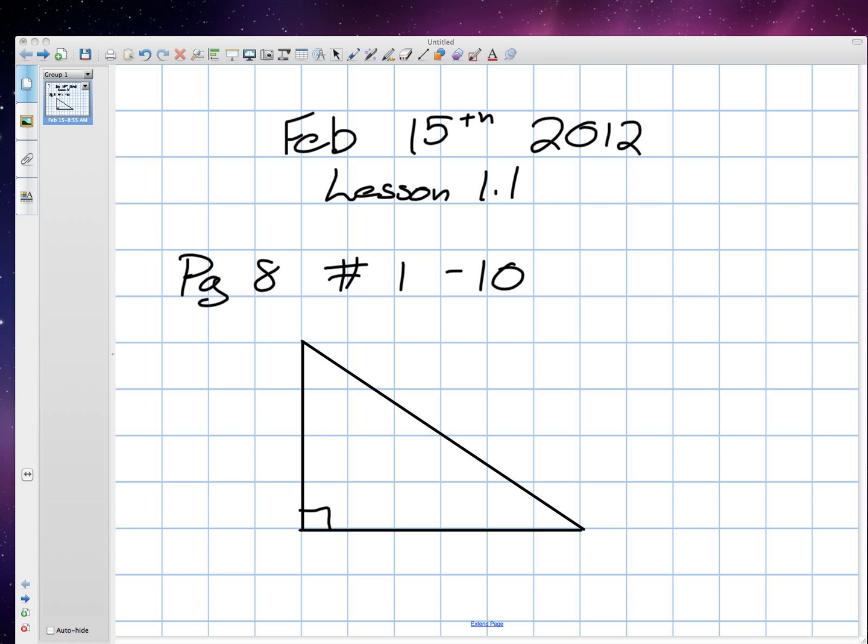Okay, today is February 15th, 2012. You guys will be working on numbers 1 to 10. We're going to quickly go over labeling a right angle triangle.